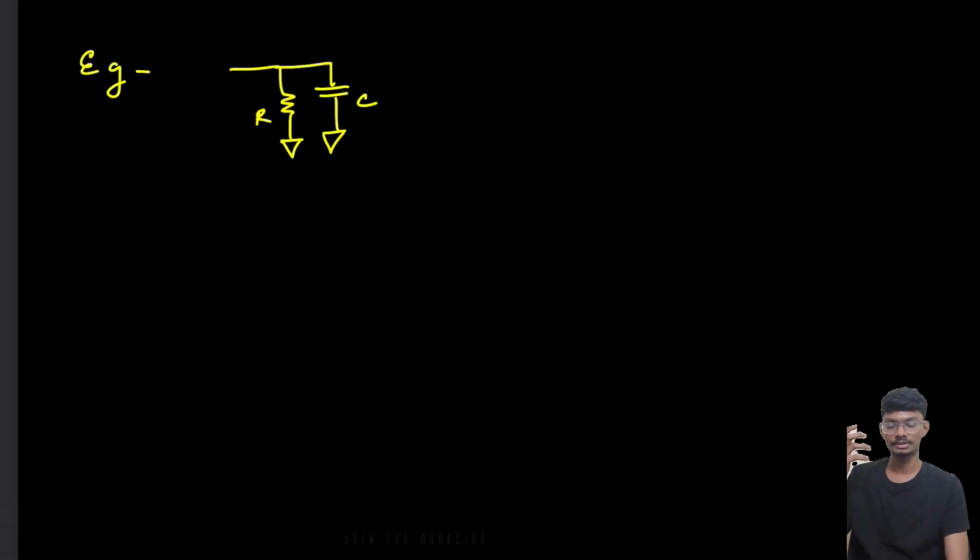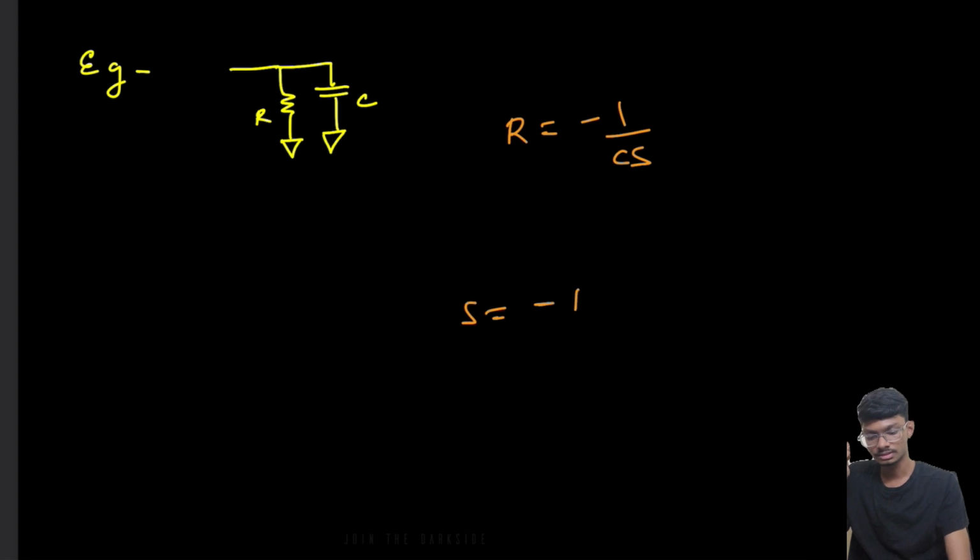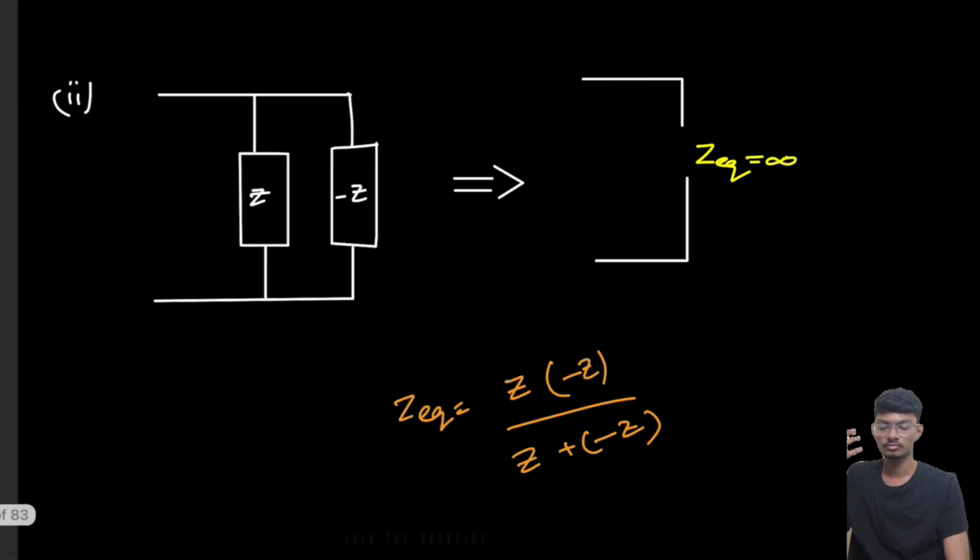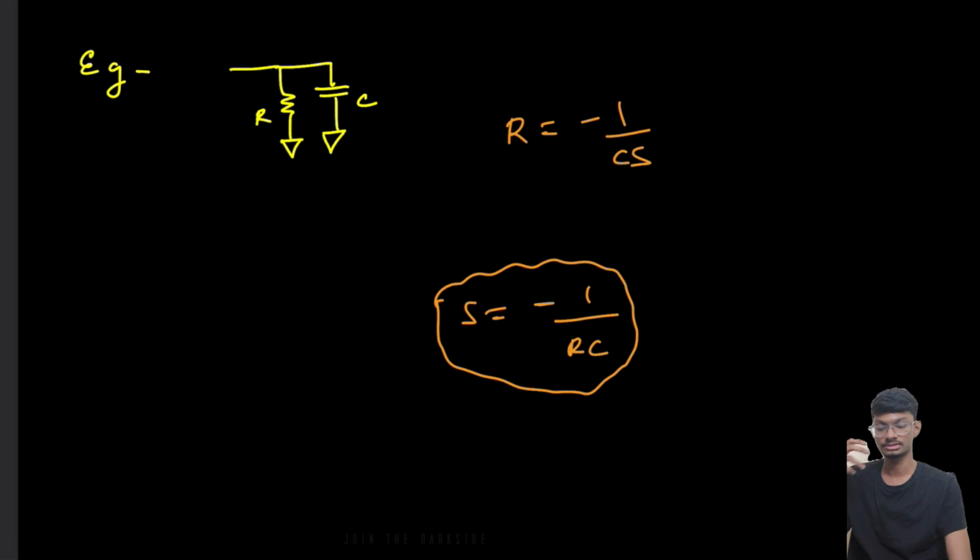So let's take an example. Here we have one R and C, and how do we find the infinite impedance, right? Seeing from here, basically we have to negate this. So what do we mean by negating? R should be equal to minus 1 by Cs. So what is s in this case? s will be equal to minus 1 by RC. So this will be the value of frequency for which we get an equivalent infinite impedance, right? This is just an example, just to start you off with what we will try to do.